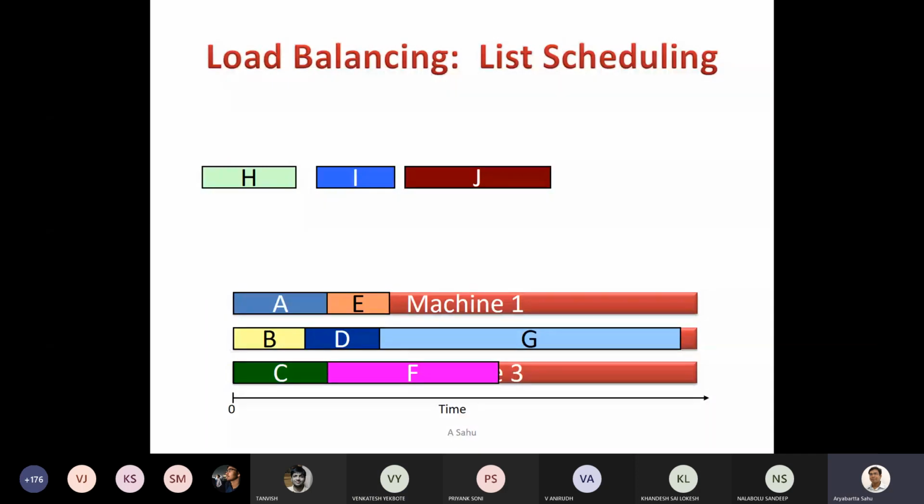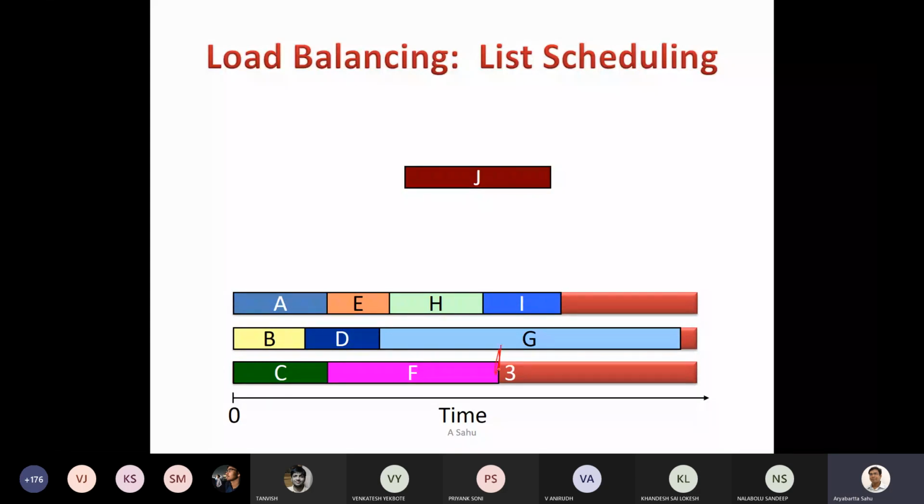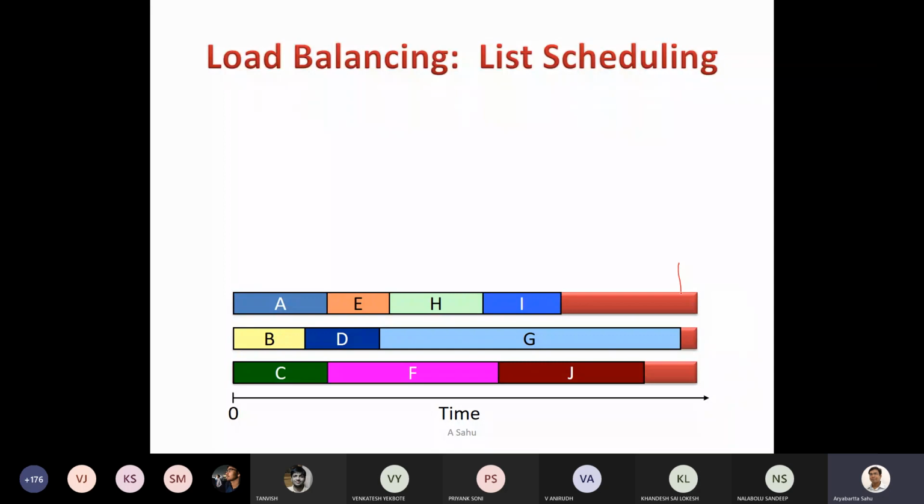So next is H. Because machine 1 is lightly loaded, we put it there, machine 1 again. And next, this machine is lightly loaded, so I will put it into this machine. So now what is the Cmax in this case? This is the Cmax. So the overall execution time of these 10 tasks on 3 machines is this much. And this is one load balancing approach, the list scheduling approach.